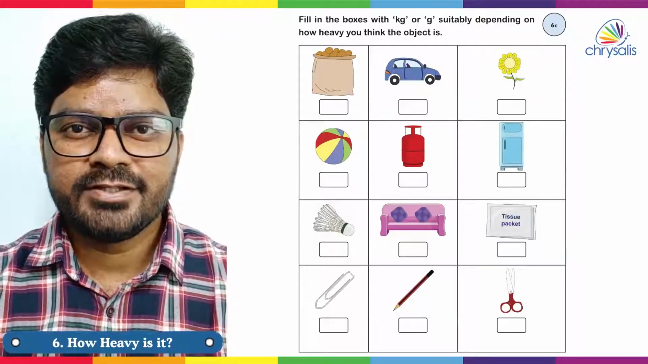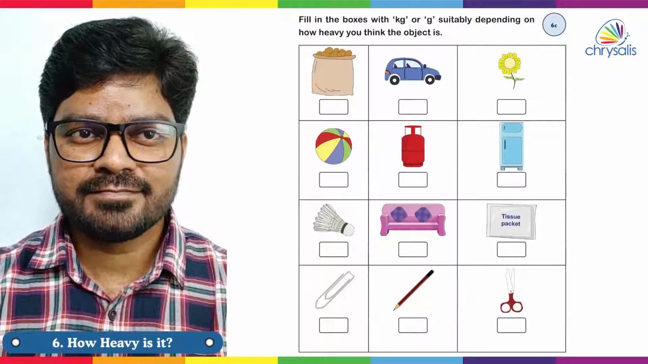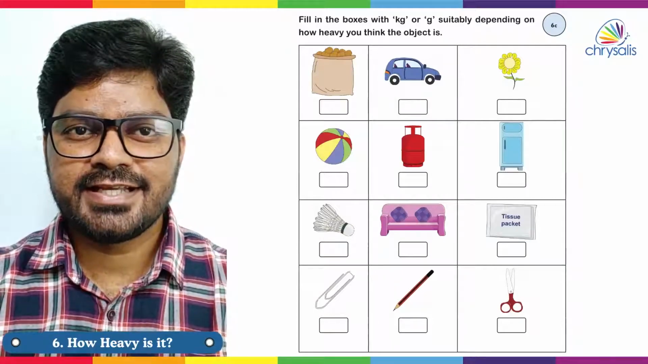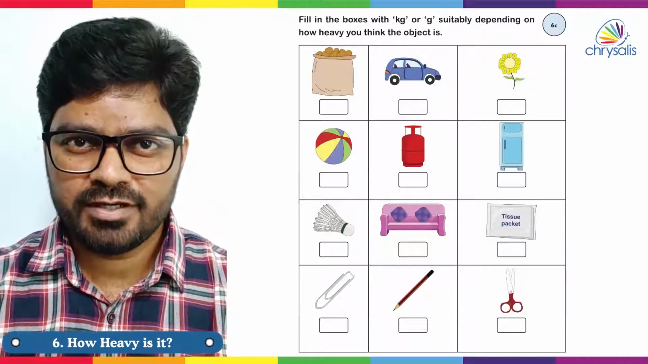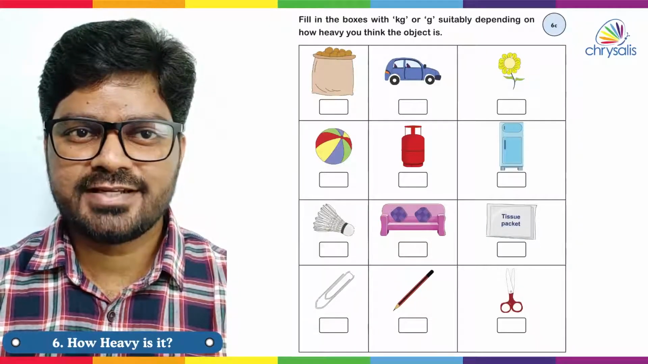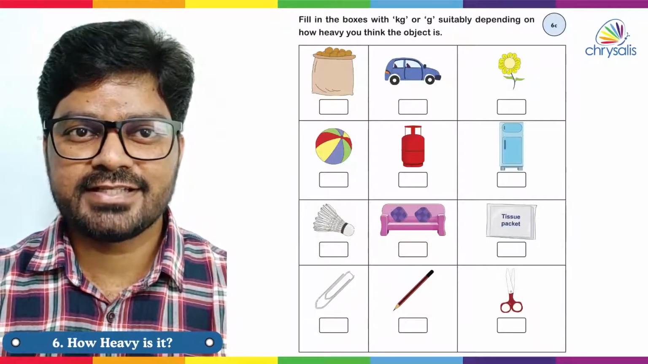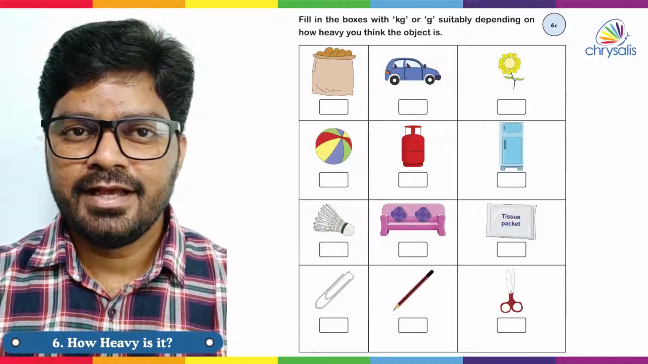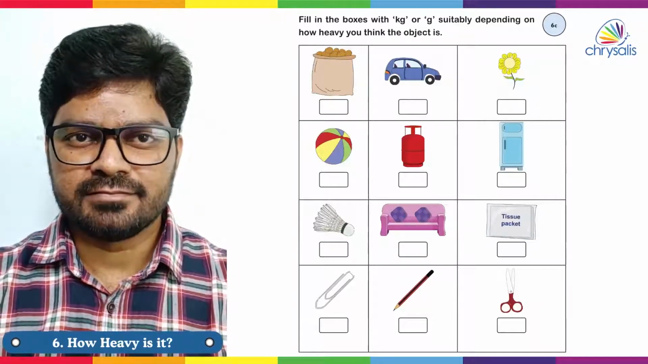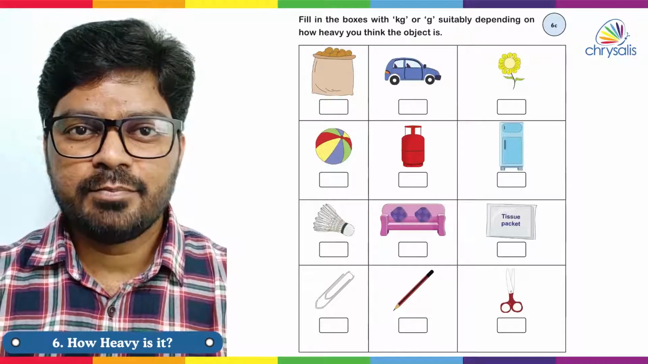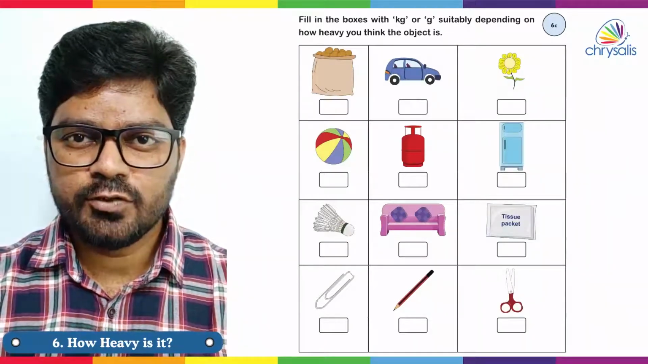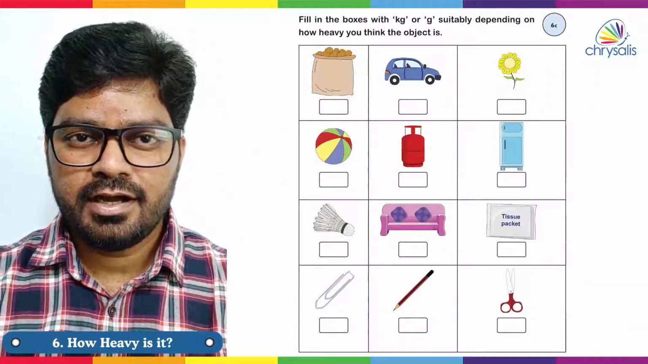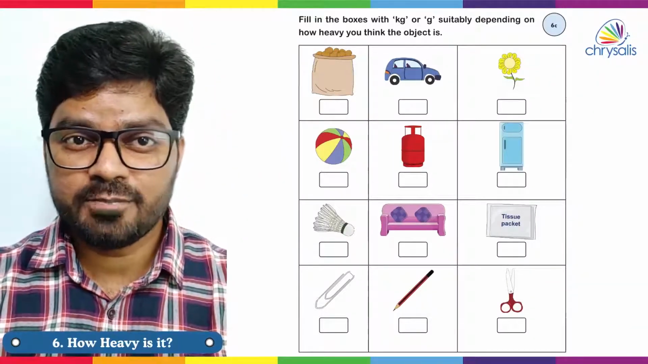If you have companion with you, open page number 51, activity 6C. If you don't have companion, you can use your notebook and write down today's date and activity 6C. Let us read the instruction together. Fill in the boxes with kg or g suitably depending on how heavy you think the object is.